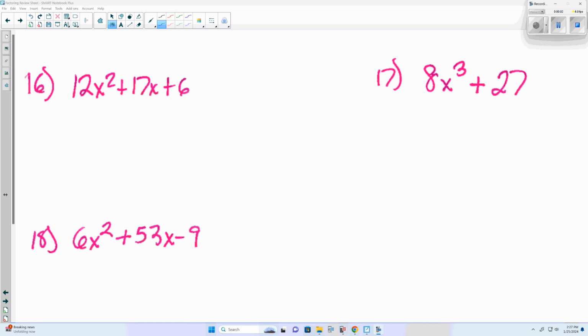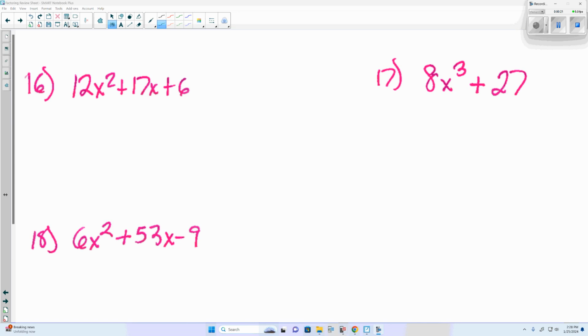All right, guys, we're finishing the review sheet today. So we stopped on number 15. We're going to pick up on number 16: 12x squared plus 17x plus 6.